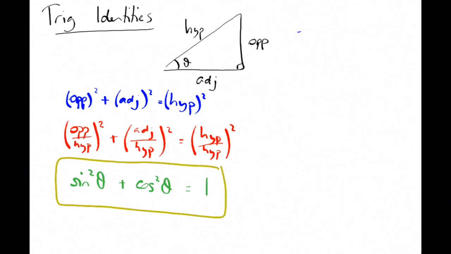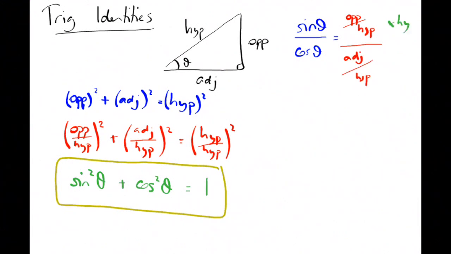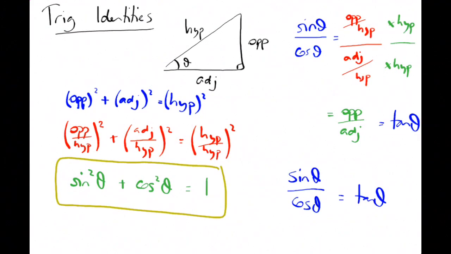Another thing we can consider is sine theta divided by cos theta. Well, sine theta equals opposite over hypotenuse. Cos theta equals adjacent over hypotenuse. If I times both the top and the bottom of that fraction by the hypotenuse, then all the hypotenuses cancel, and I'm left with opposite over adjacent. But opposite over adjacent is tan. So sine theta over cos theta equals tan theta. Again, that's going to be a really useful identity for us. So these two basic identities are going to be really useful and really powerful for us to use.